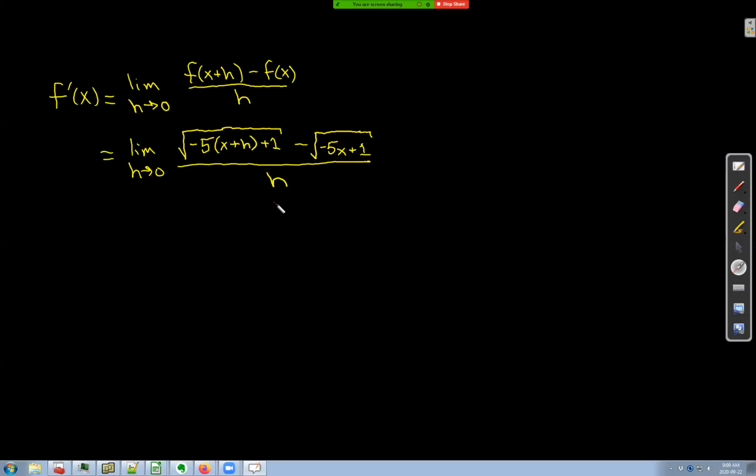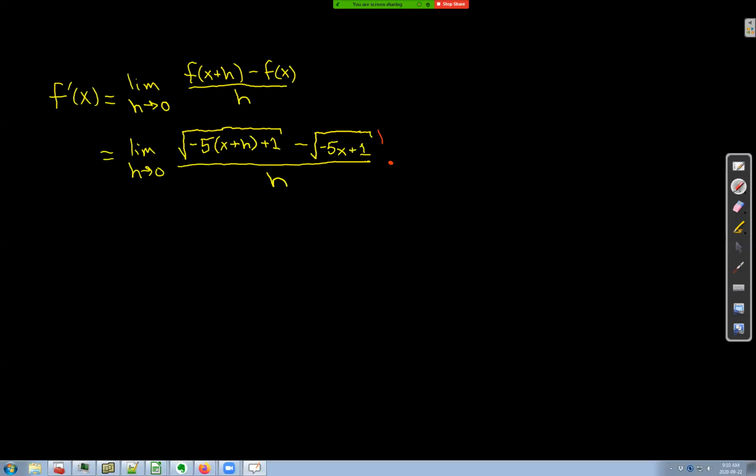So what does that mean? What that means is we have to do algebra in order to simplify this. So let's see here. Whenever I see a limit that involves square roots, the thing I think to do is multiply by the conjugate.